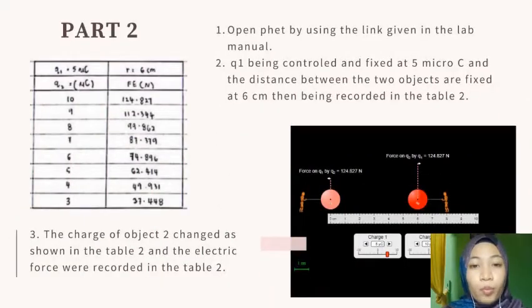Part 2. Open the PhET simulation by using the link given in the lab manual. Q1 is controlled and fixed at 5 microcoulomb, and the distance between the two objects is fixed at 6 cm, then the force is recorded in Table 2. The charge of object 2 is changed as shown in Table 2 and the electric force is recorded in Table 2.